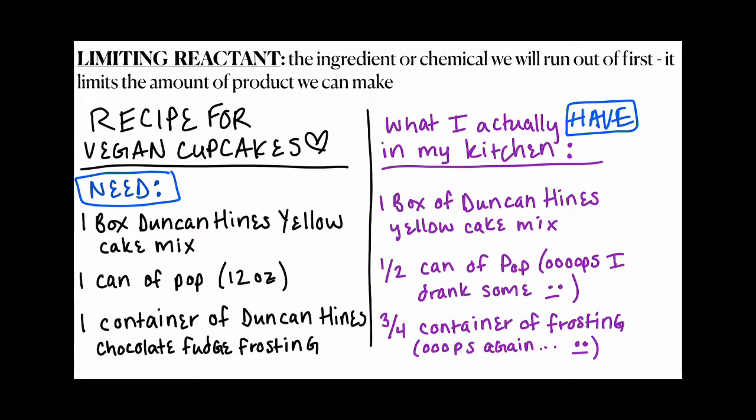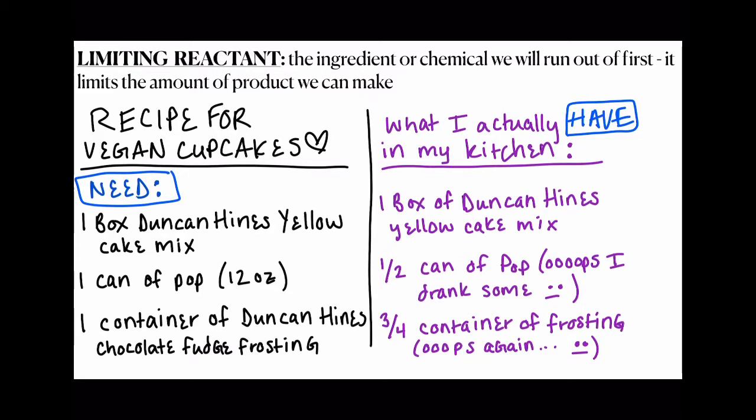So this is my recipe for vegan cupcakes. You need 1 box of Duncan Hines yellow cake mix. Check the back, make sure there's no eggs or milk. You need 1 can of pop. It can be anything as long as it's not diet. And then you need 1 container of Duncan Hines chocolate fudge frosting. Once again, check the back, make sure that there's no eggs or milk.